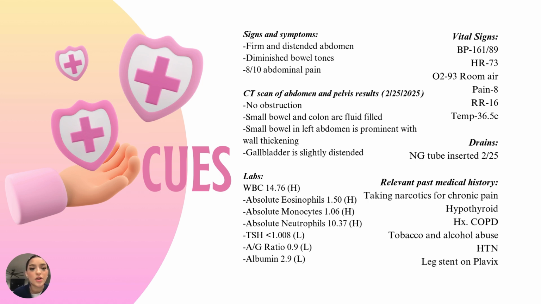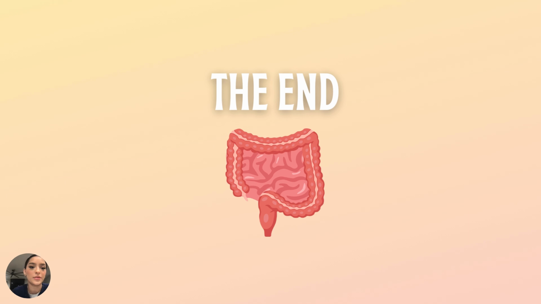I thought it would also be interesting to point out his albumin. So his albumin is low, and albumin actually helps keep fluid in our blood vessels. And since there's not enough, it makes sense that this would contribute to the fluid building up in his small bowel and his colon, because he did have fluid accumulation there. And so that could tie in directly to that fluid.